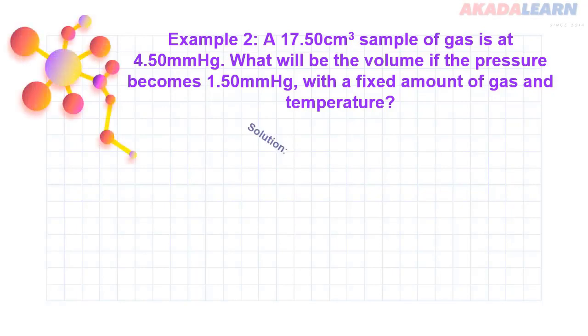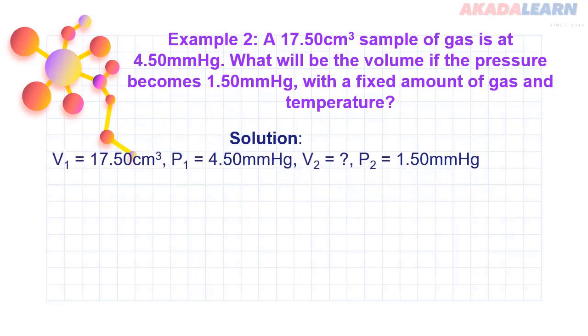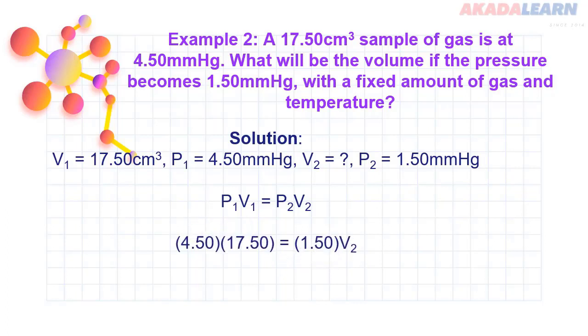Now the solution. The first volume is 17.50 cm cubed, while the first pressure is 4.50 mm mercury. The second volume is unknown, while the second pressure is 1.50 mm mercury. Now, using our formula P1V1 equals P2V2, we are going to input the figures, and then when we carry out the evaluation, our V2 will be 52.50 cm cubed.